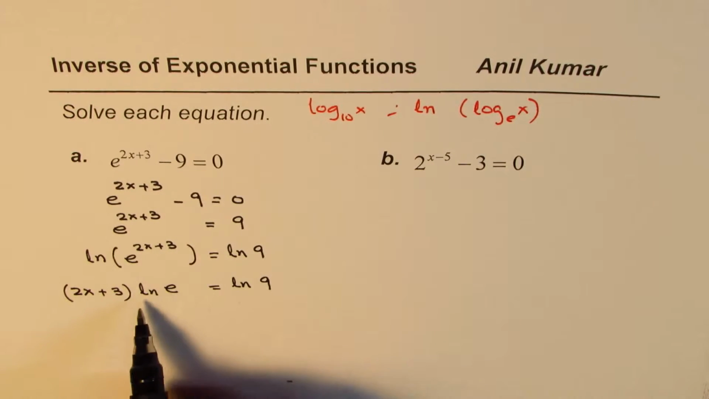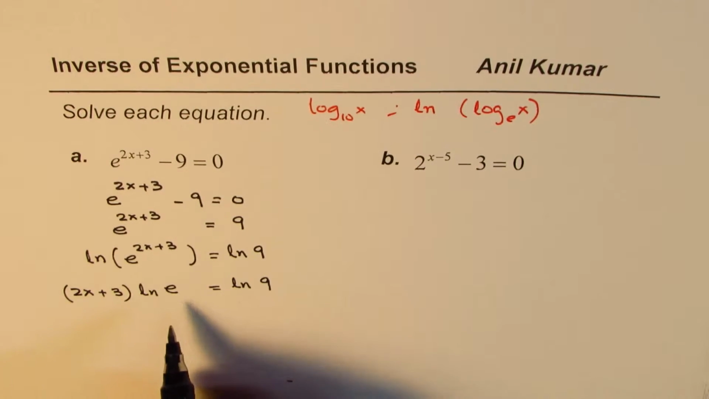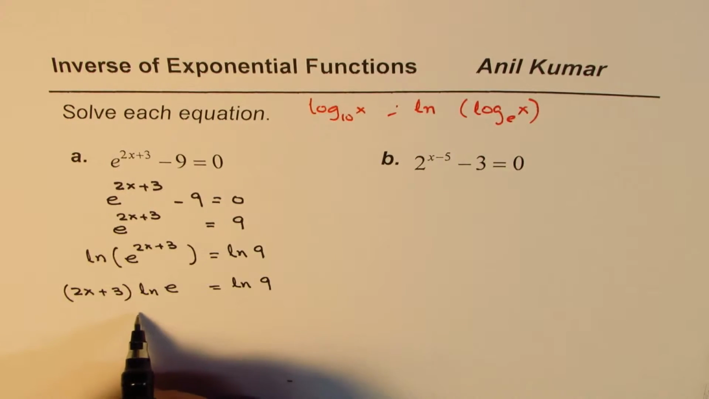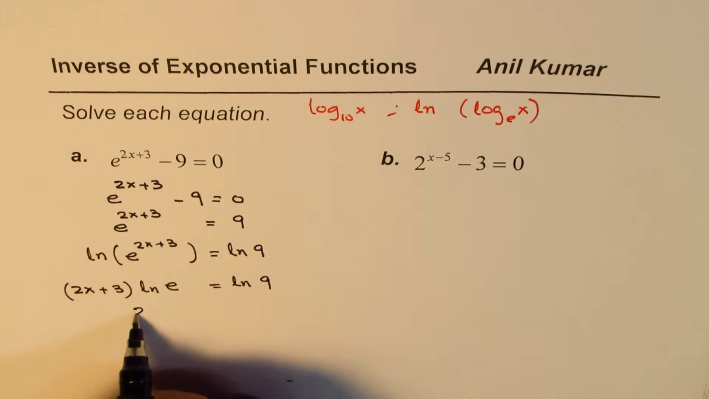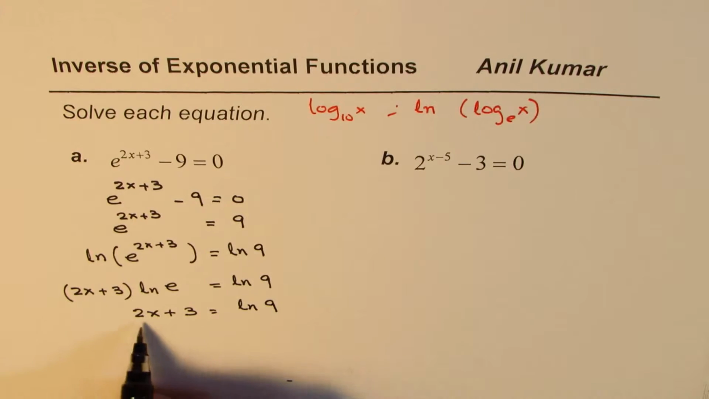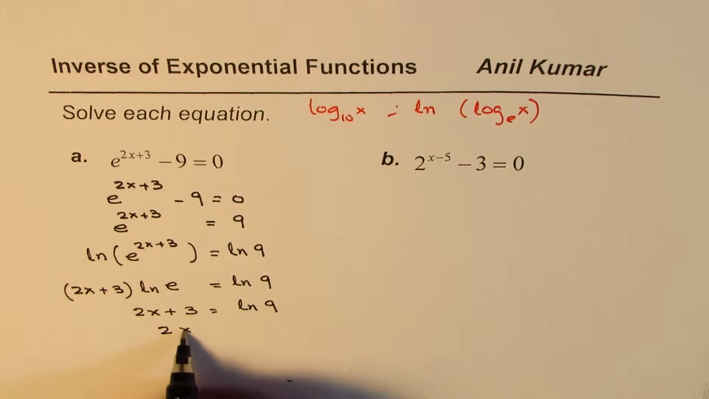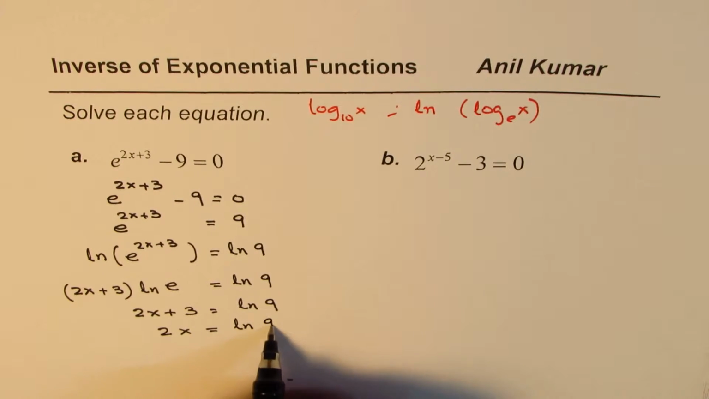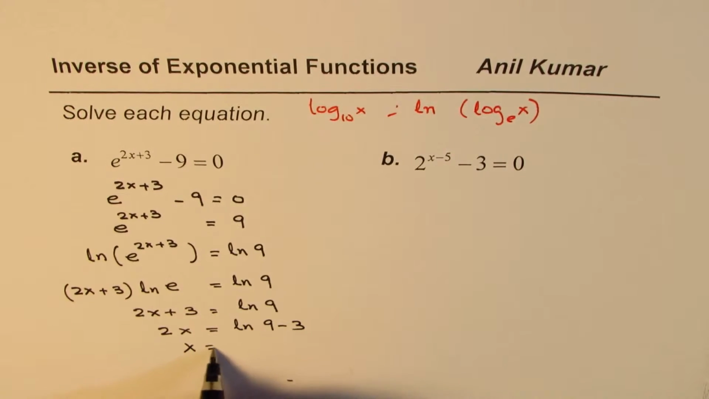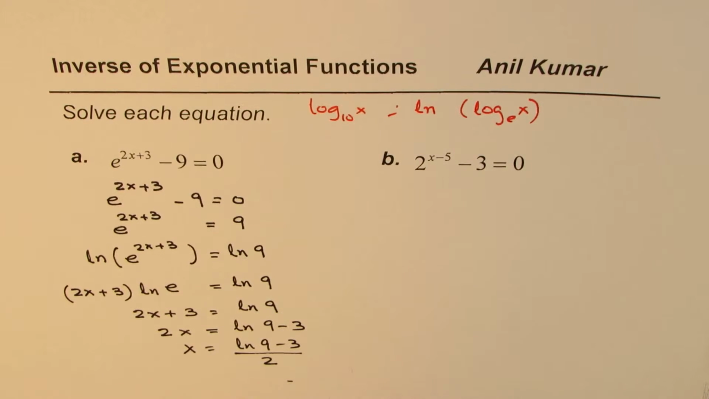Now ln is inverse of e, so that results into 1, right? So ln e is 1. So what we get here is 2x plus 3 equals ln 9, and then we can find x by rearranging this equation. So we get 2x equals ln 9 minus 3, or x equals (ln 9 minus 3) divided by 2. So that is the exact solution of this particular equation, correct?